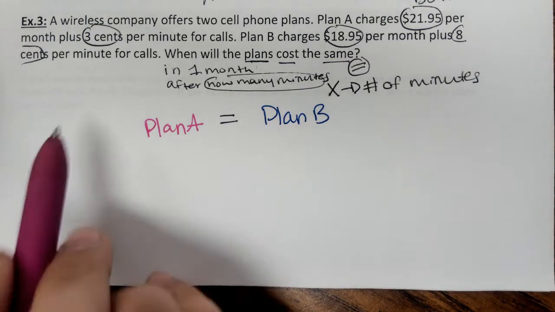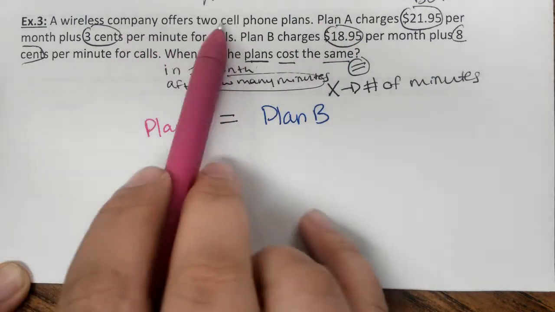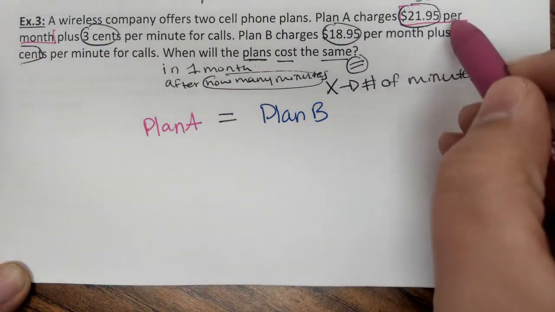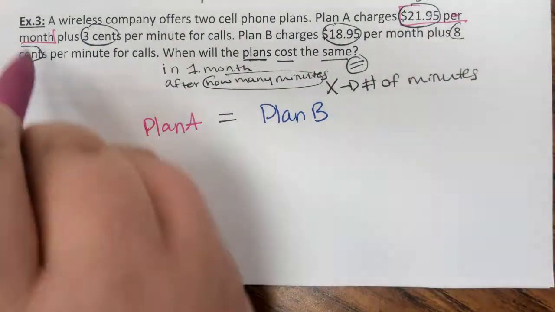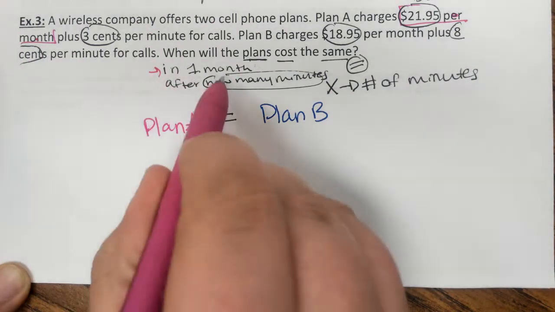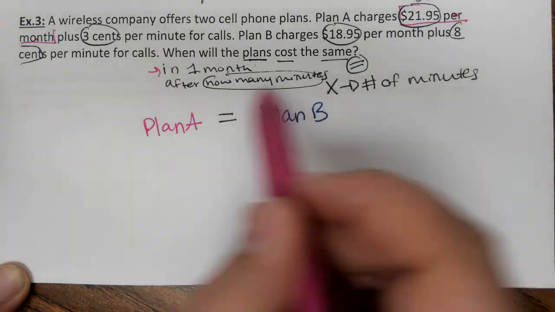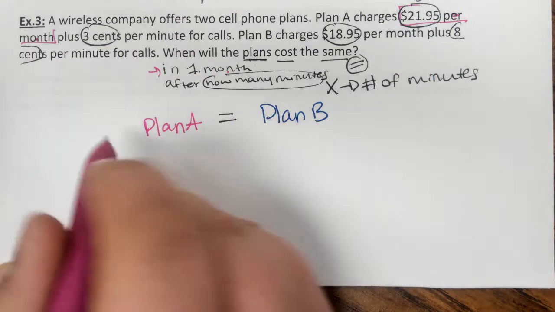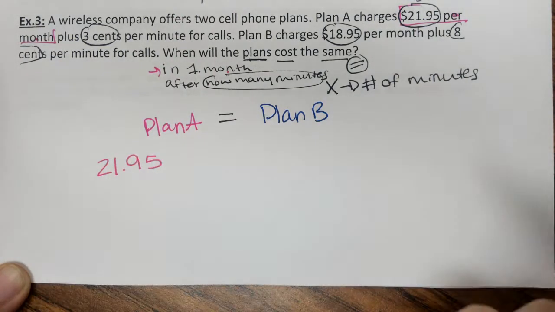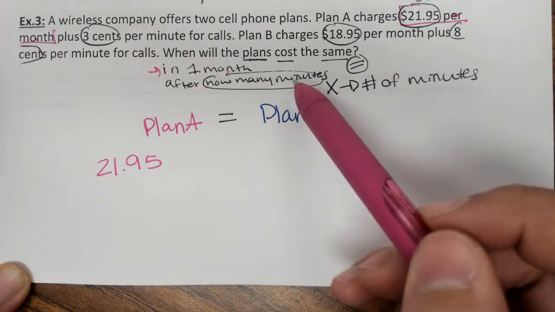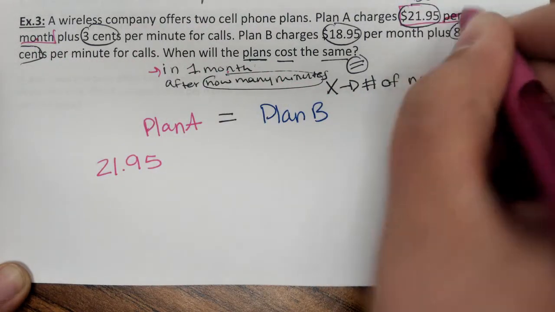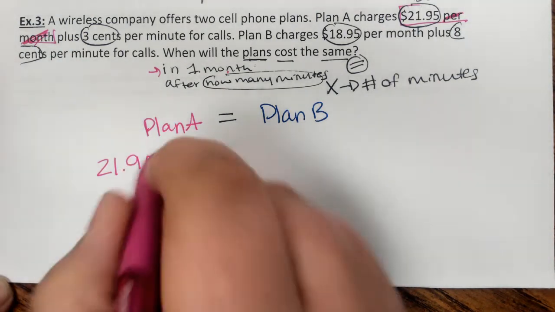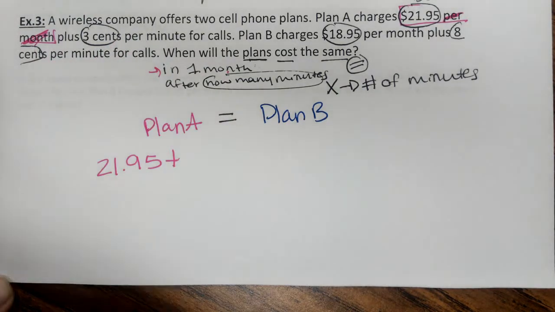Okay. So a wireless company, this is plan A, offers 2 cell phone plans, and plan A charges $21.95 per month. Per tells you to multiply, so this would be $21.95 times the number of months. But we're doing this in 1 month because it's easier to compare the thing that changes more frequently. So that would be $21.95 times 1, which is just $21.95. Essentially, because per month isn't our variable, the number of minutes is, that's information that we don't need anymore. So this is $21.95 no matter what, plus 3 cents per minute for phone calls.